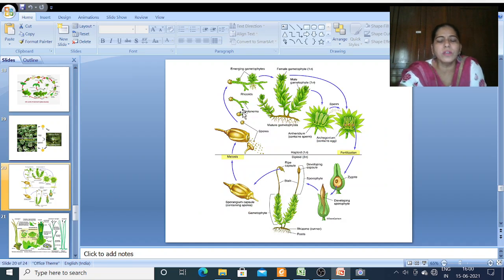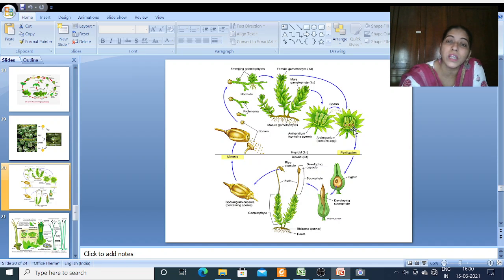In the case of Funaria, we have these rhizoids and the male and female branch of the gametophyte. Then, inside the involucre of the leaves, you have the antheridium, and inside the involucre of the leaves and perichaetial leaves, etc., you have the archegonia. And with the help of the water film, the sperm will move and reach the archegonia.